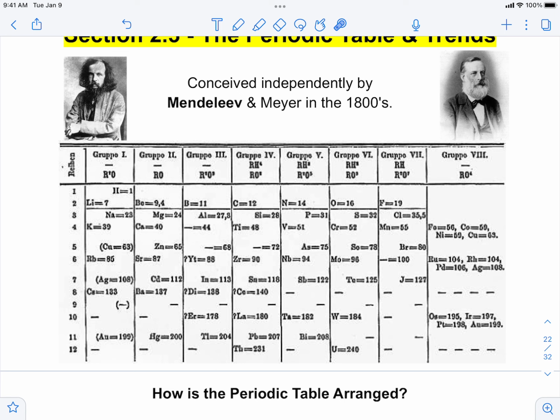But because he arranged the elements this way, because he saw that these elements in the same column all react the same way, he predicted that whatever element is found here is going to react just like these, and maybe a little bit like these. And it turns out that he was right. He used repeating patterns to predict the properties of unknown elements.